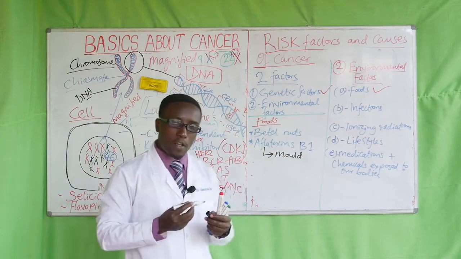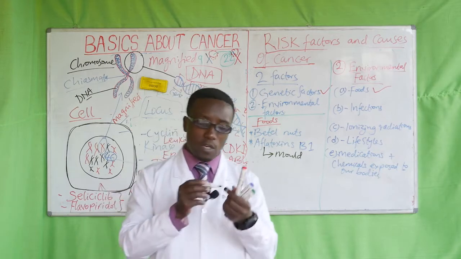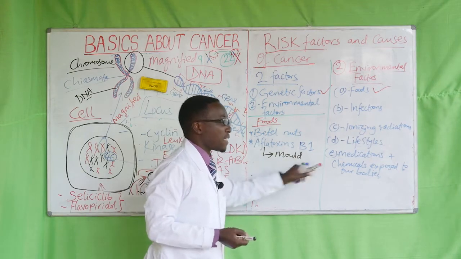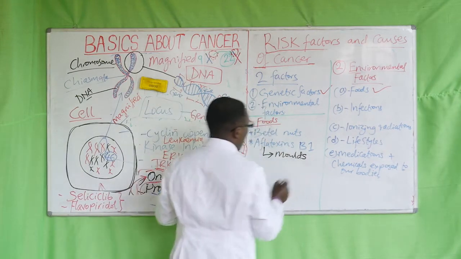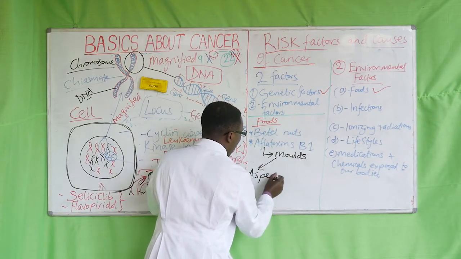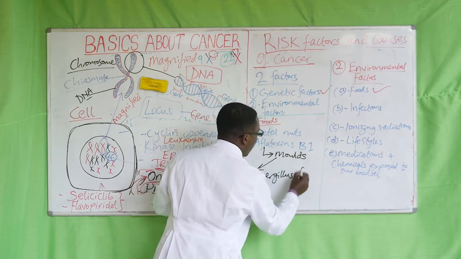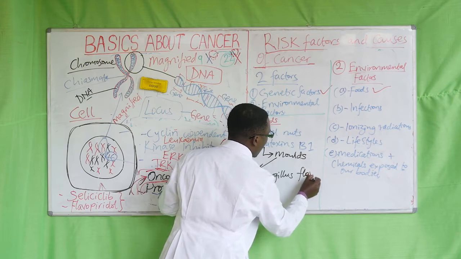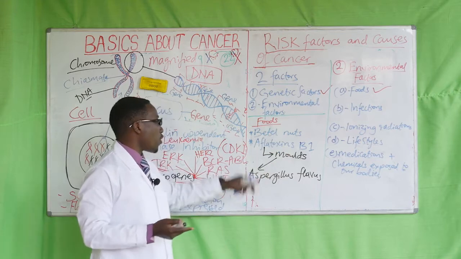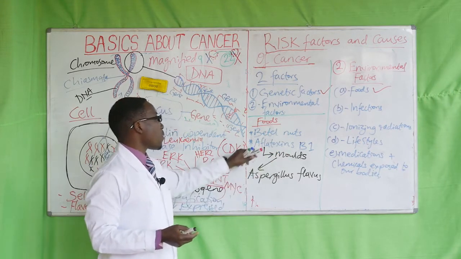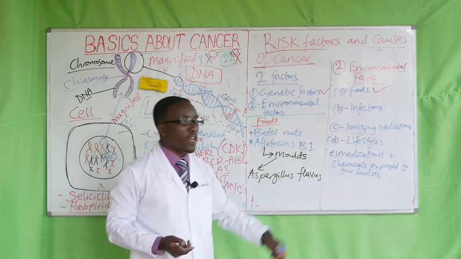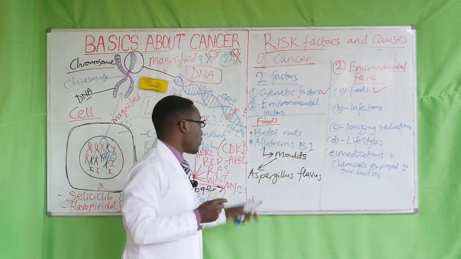You know molds are under fungi. They are under fungi or fungus. When we use the singular, we say fungus. So we have molds. So there is a mold that is called Aspergillus flavus. Aspergillus flavus is a mold or a fungus that is responsible for the production of aflatoxins, where aflatoxin B1 is part and parcel of the group.